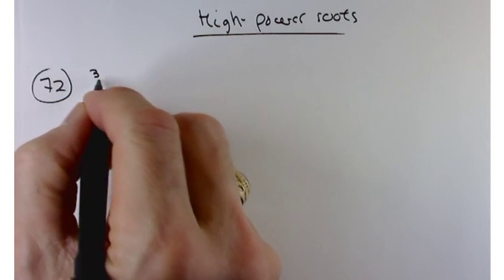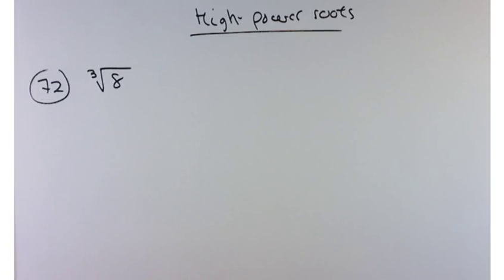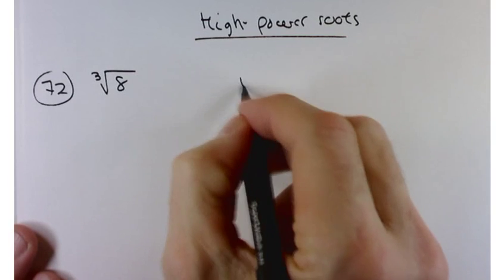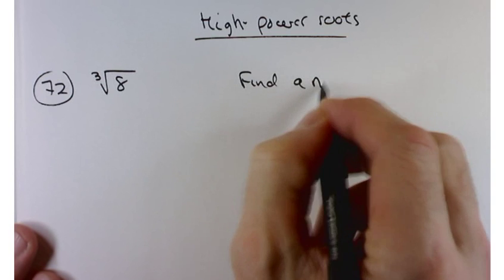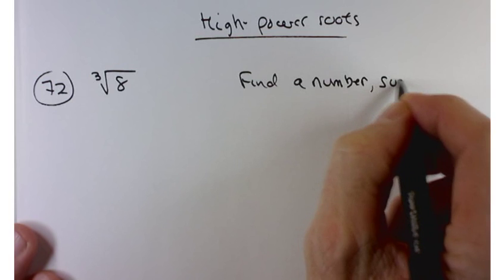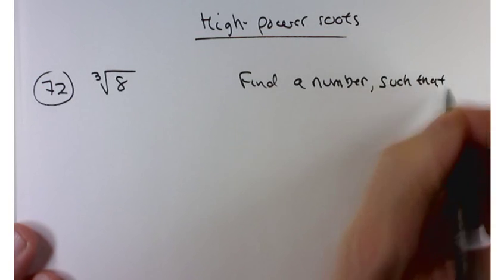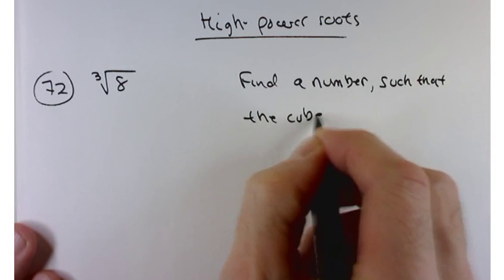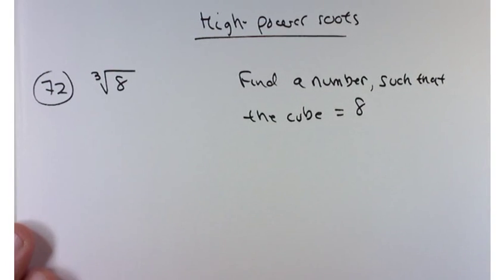Problem 72 gives you this. So you have a 3 out in front here. And the 3 out in front simply signifies that this is a cube root. We need to find a number such that the cube of this number equals 8. So what do you cube? What do you multiply by itself 3 times to get 8?